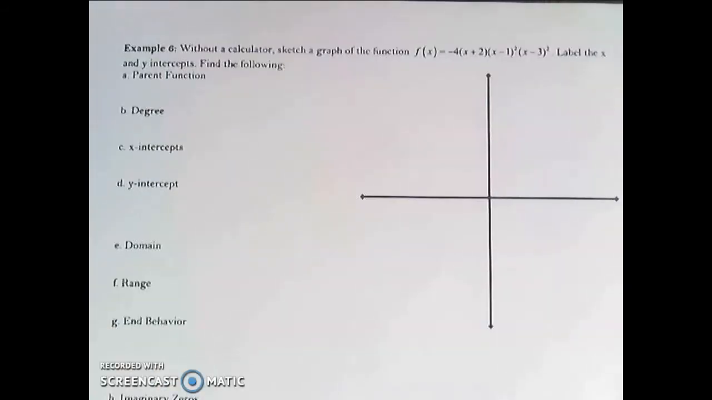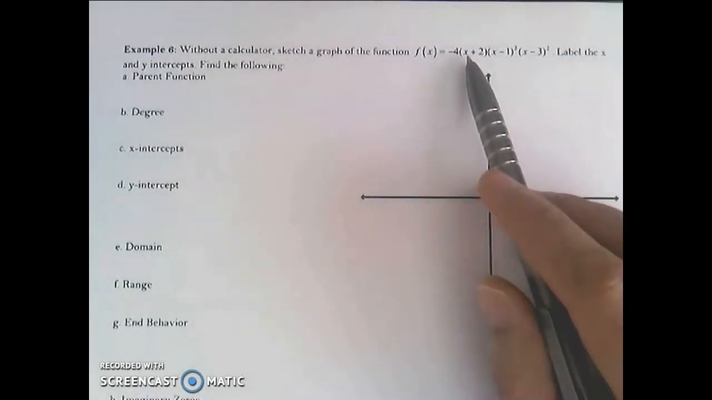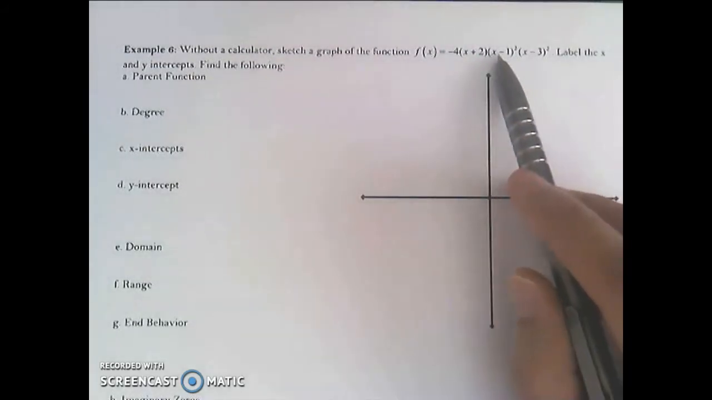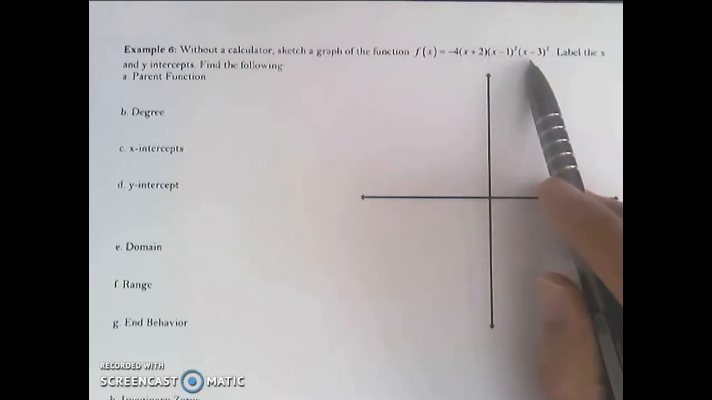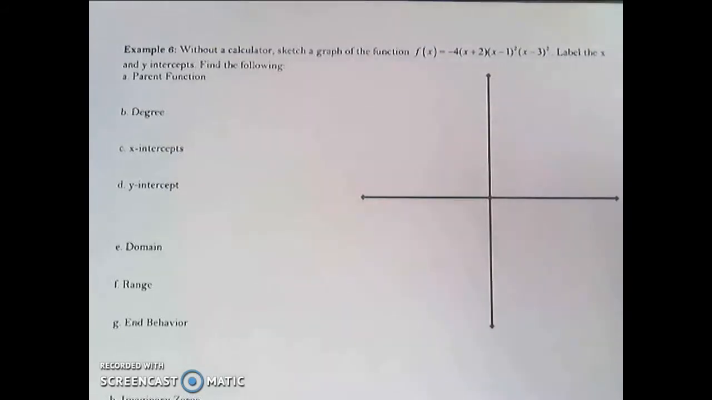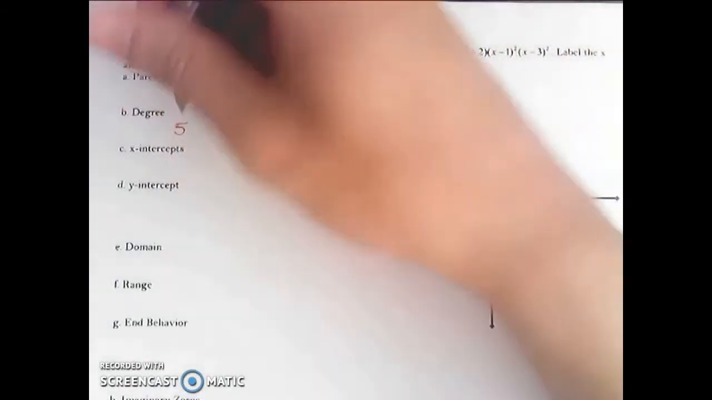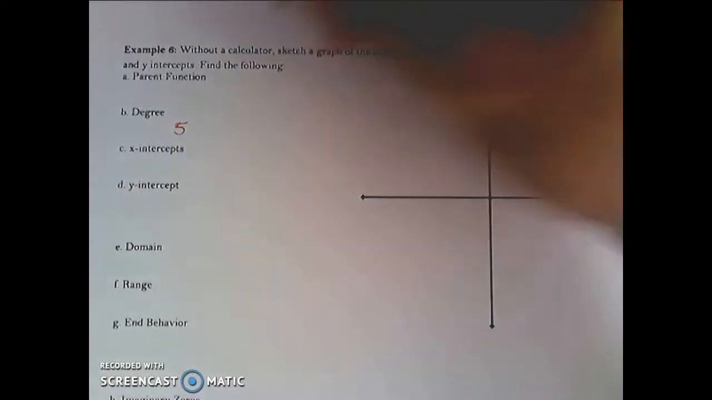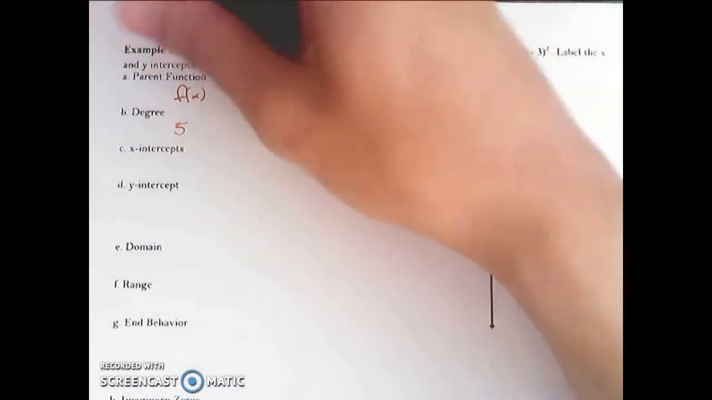Let's try another example. Looking at this polynomial here, how can we determine the degree of this polynomial? Well, we can always count how many x's we have. So here we have 1 x, here we have an x quantity squared, so there's 2 more x's, and then here we have an x quantity squared as well, so that's 2 more x's. In total, we have 5 x's, so our degree is 5. That tells us that our parent function is going to be a quintic.